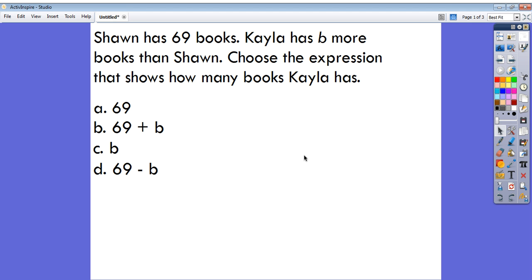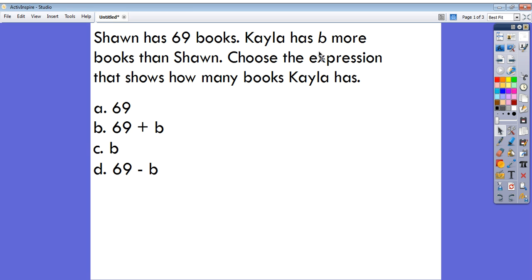Hey guys, today we're going to work on writing expressions that use variables. A variable is just a letter that stands for a number. Let's take a look. Sean has 69 books. Kayla has B more books than Sean. Choose the expression that shows how many books Kayla has.